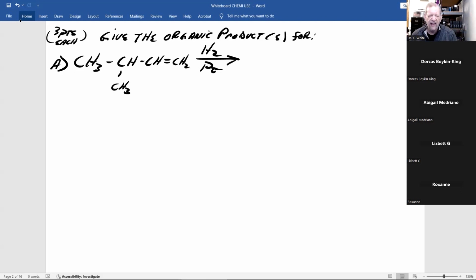Well, you look at a molecule and you look for what's different, and that should get your attention. Ooh, we have a double bond, and nothing else is a functional group. Therefore, all I see now is a double bond. What am I reacting with? Hydrogen, and platinum is a catalyst.